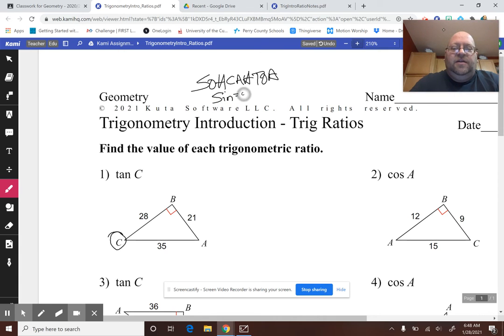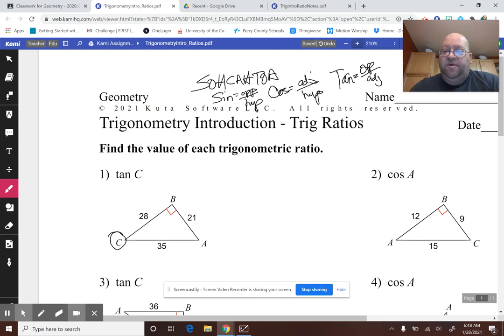Sine equals opposite over hypotenuse. Cosine equals adjacent over hypotenuse. Again, this just kind of helps me to keep it in my memory as to what's what. And tangent equals opposite over adjacent. Okay, so those are my trig ratios, and that's going to help me when I start working out these problems. So now I've got tangent of C, which again, my ratio is right here.